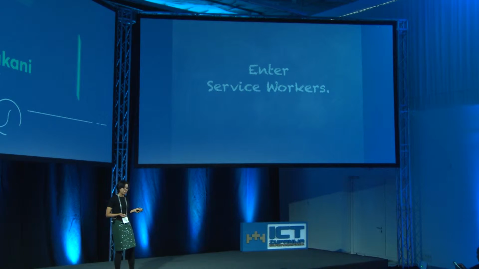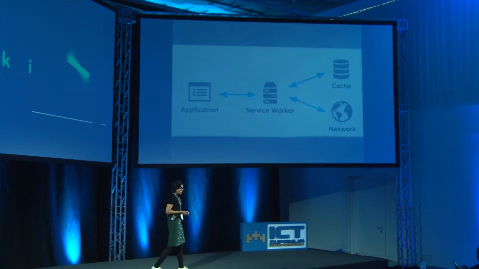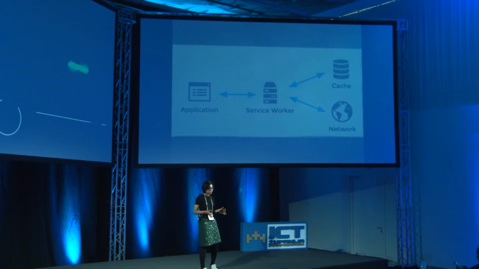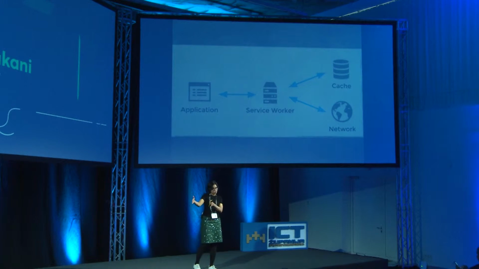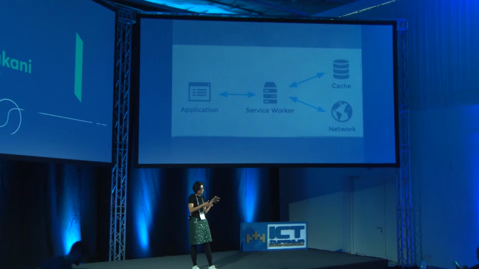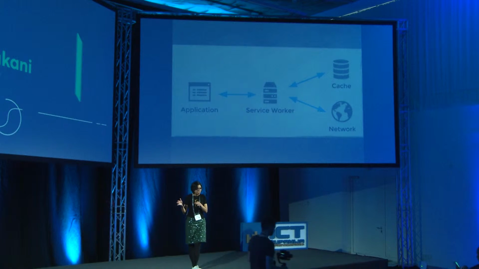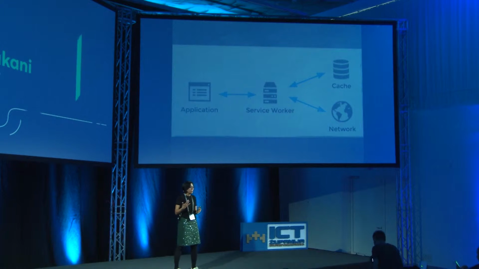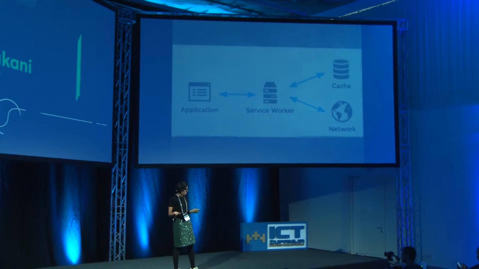So to deal with the flaws of App Cache, service workers were designed. What is a service worker? Think of it as a proxy, which sits between your web app and the network. So it's going to intercept requests going to the network, coming from your web app, and it may choose to serve those resources through a cache.